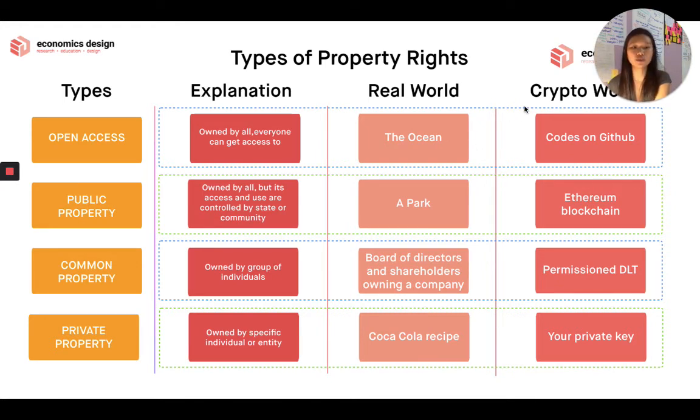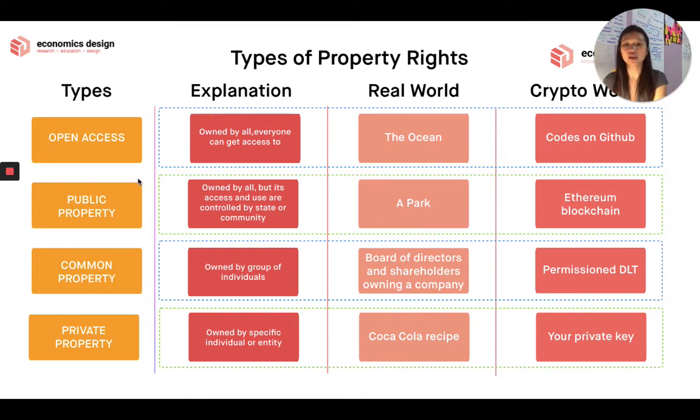So in the crypto world, it's kind of like code on GitHub, because we're talking about open source, right? Open source is similar to open access, where things are open. It's not exactly owned by everyone, but everyone gets access to it, the code on GitHub. Some of them also have a creative license for the code, so you get to use the code, and you get to kind of not exactly own the code, but you can modify the code in the way that you want. So this is a very close example to the crypto world that I can think of.